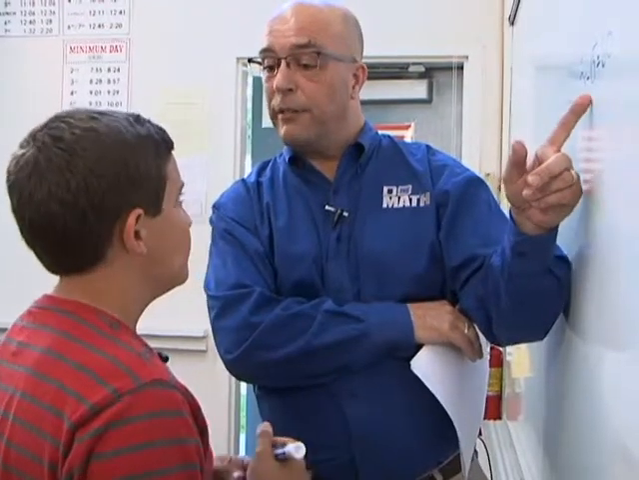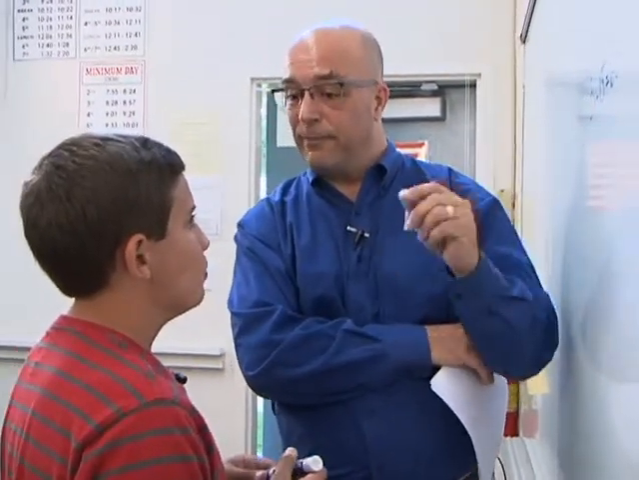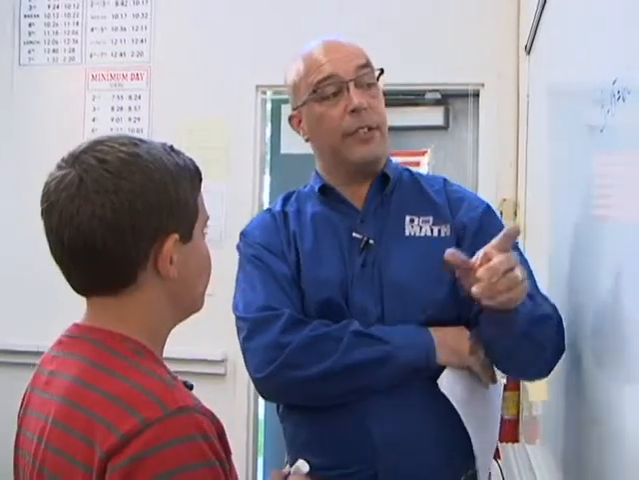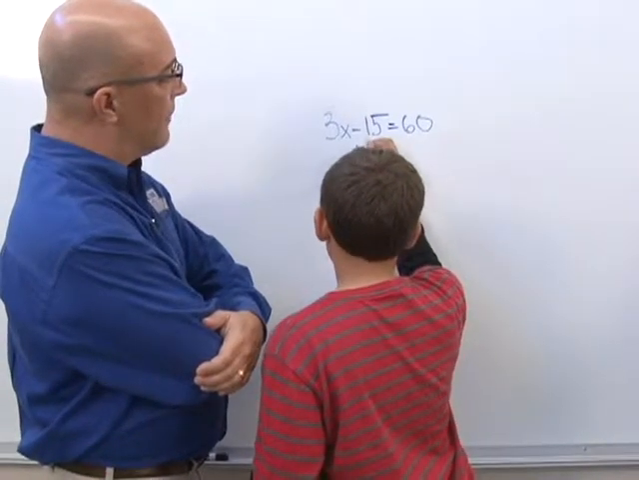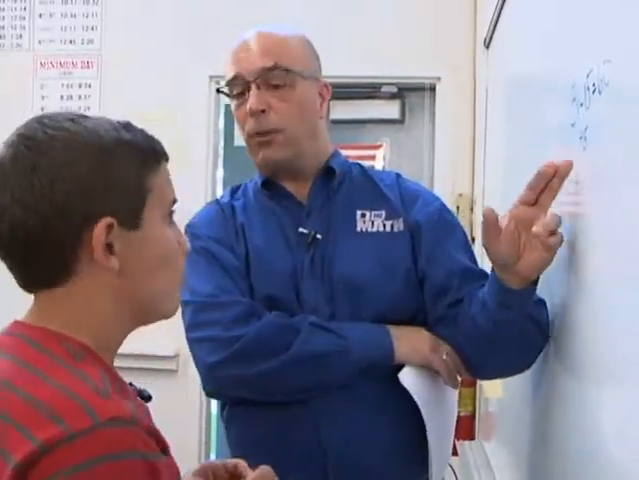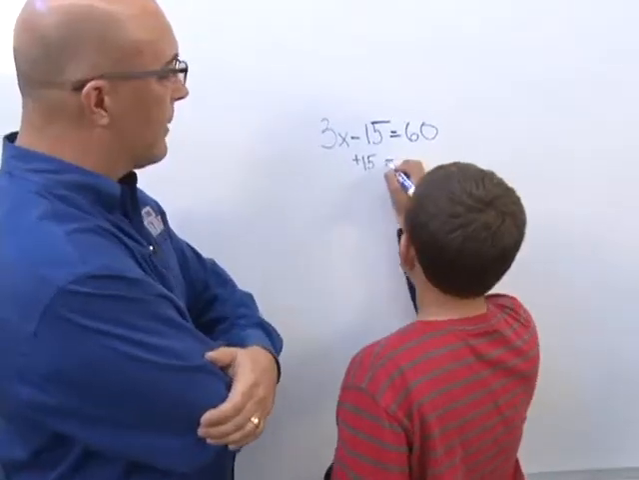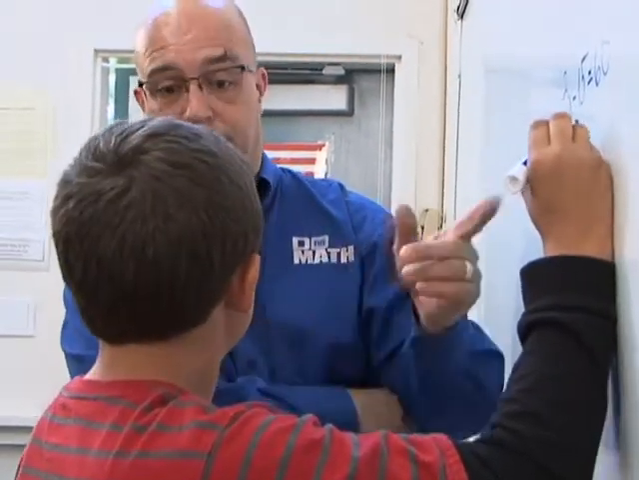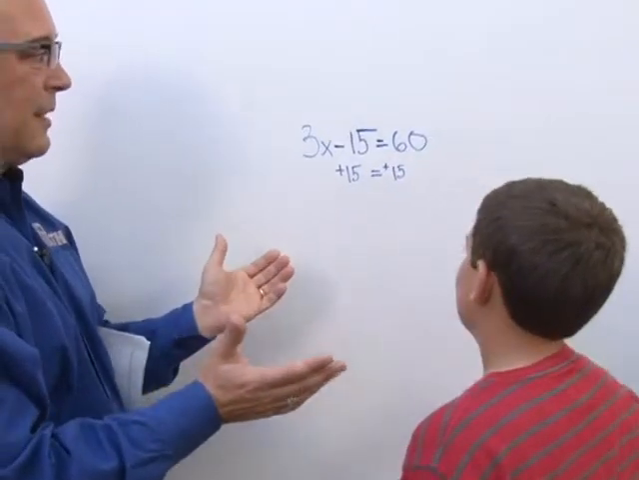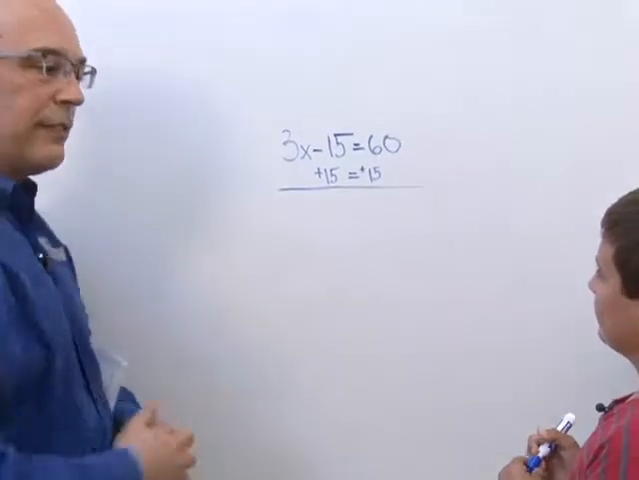In order to get rid of the negative 15, you do the inverse operation, which is the opposite. What's the opposite of negative 15? Positive 15. So let's put a positive 15 underneath that. And with these equations, whatever you do to one side, you want to do to the other side. So bring your equal sign down. If we added 15 here, what do we have to do there? We have to add 15, right? So go ahead and put a line underneath that. If we have negative 15 and positive 15, what does that become?